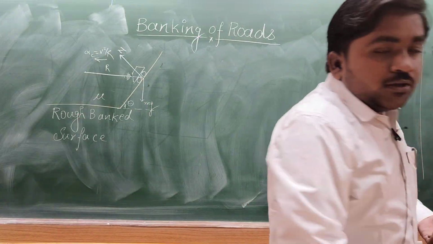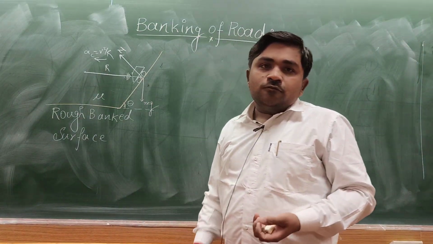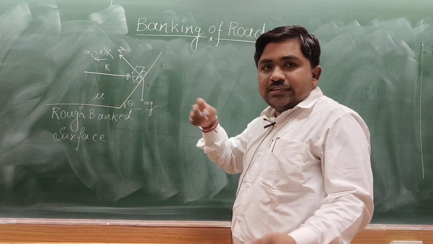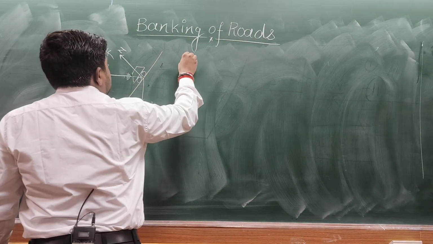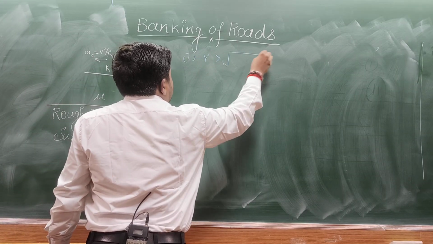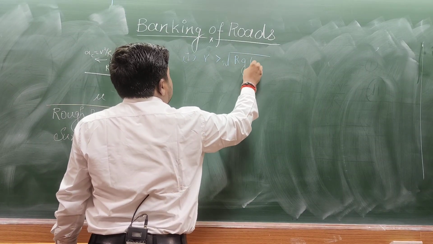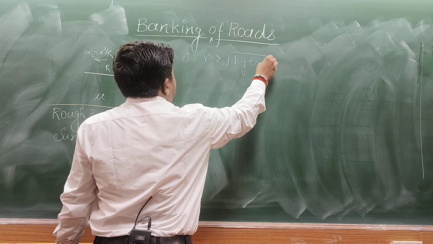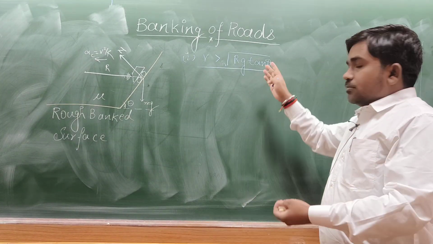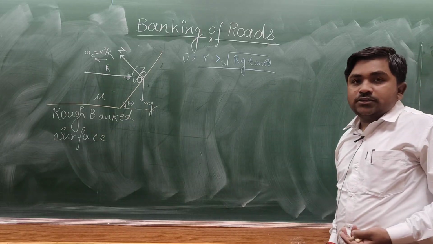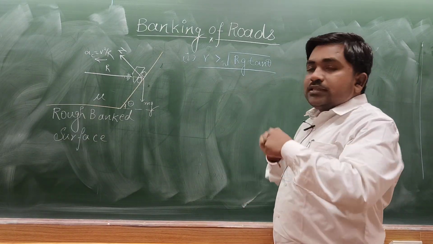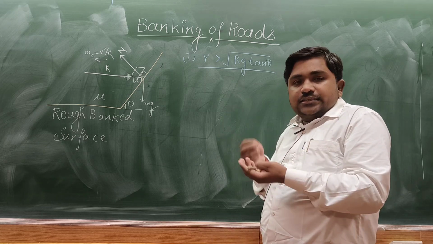Now friction. The direction of friction depends on the situation, so how will we judge the direction? We will make two cases here. First I am going to discuss the case when you drive the car at a speed greater than root of R g tan theta. This is the first case. We derived this root of R g tan theta earlier for the smooth banked surface. We will discuss two situations: when the speed of the car is more than that, and when it is less than that.